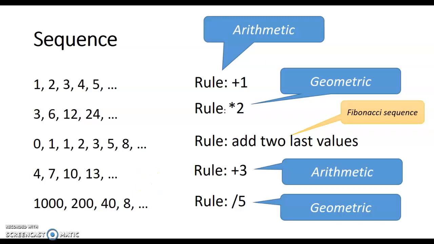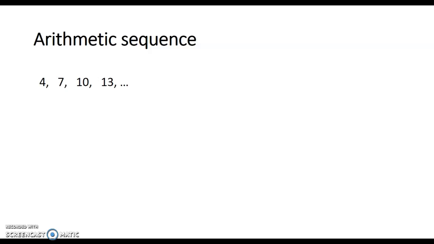Now let's continue and focus on the arithmetic sequences. Let's take the 4, 7, 10 and 13 as an example. What we already discovered in the previous video is that this is an arithmetic sequence where the rule is to add 3 to go to the next value.